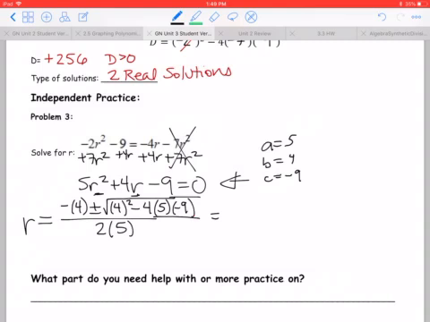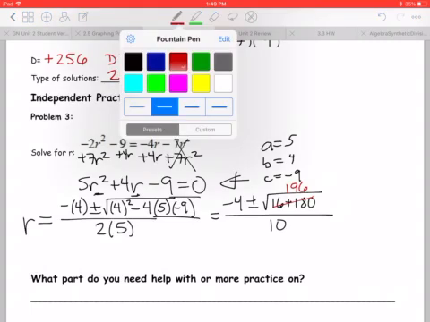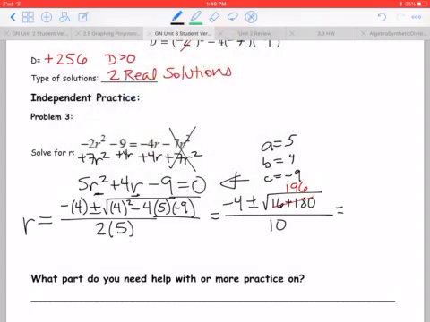Okay, let's walk through this if you didn't get that. So 2 times 5 is 10, -4 plus or minus, and in the radical we have 16 plus 180. And together that does make 196. And 196 does reduce, so we aren't going to have a radical here. Sometimes you will, and that's fine. So we'll have -4 plus or minus 14 over 10.